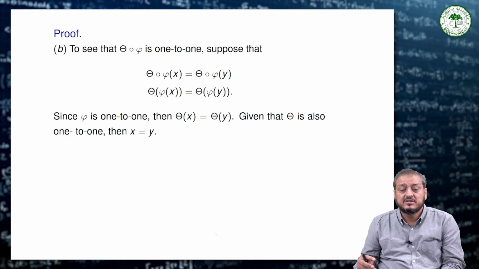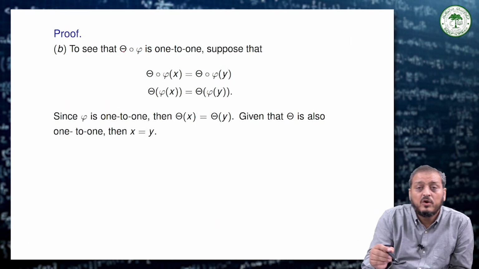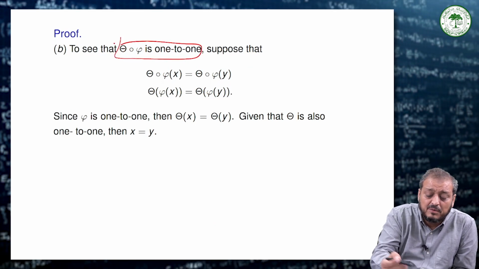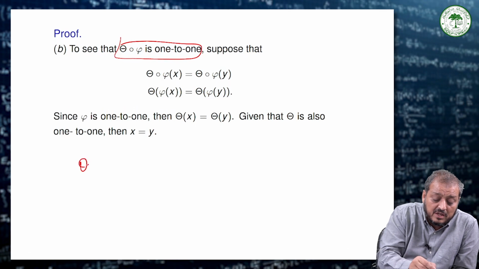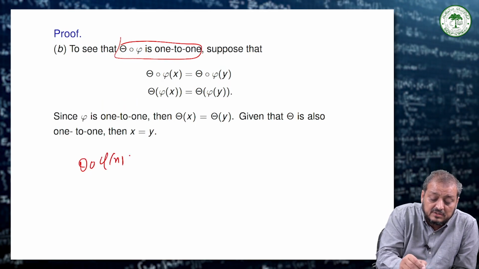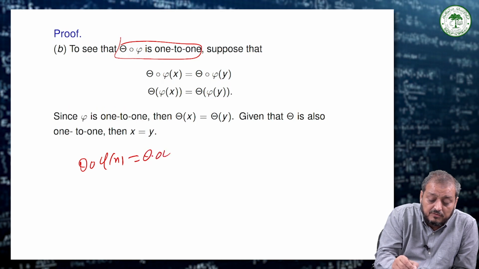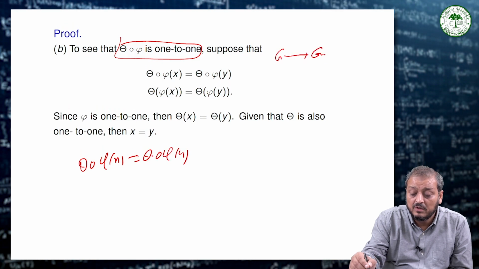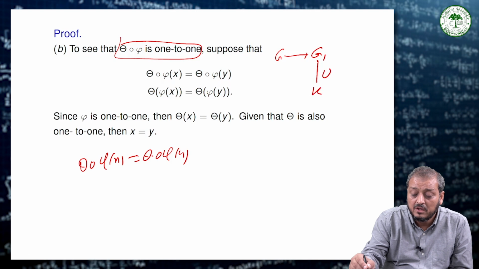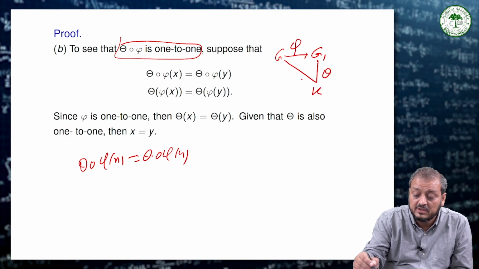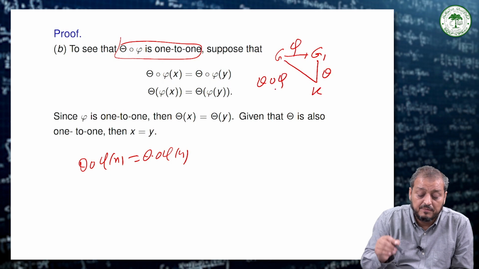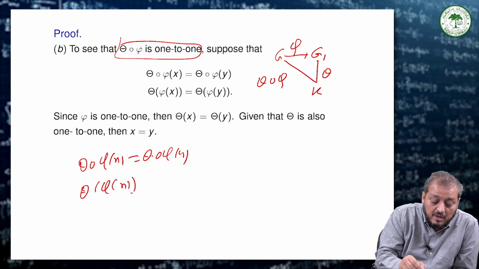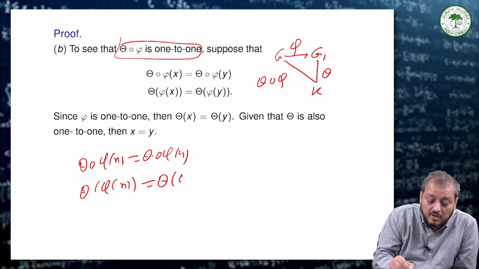Now we have to prove the second one, where the composition of these two functions is one-one, onto, and a homomorphism. First we show the composition is one-one, which is very trivial. We take theta composition phi of x equal to theta composition phi of y, where phi is from G to G1 and theta is from G1 to K.